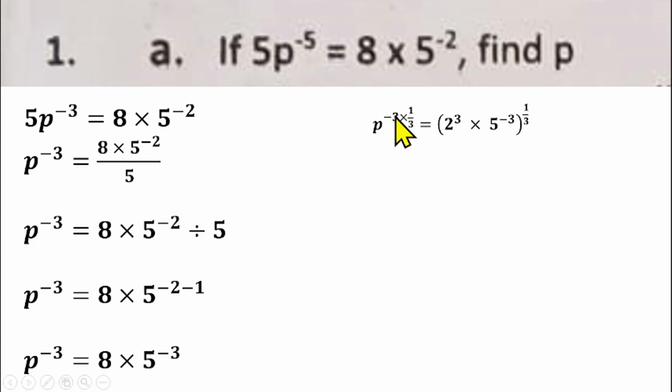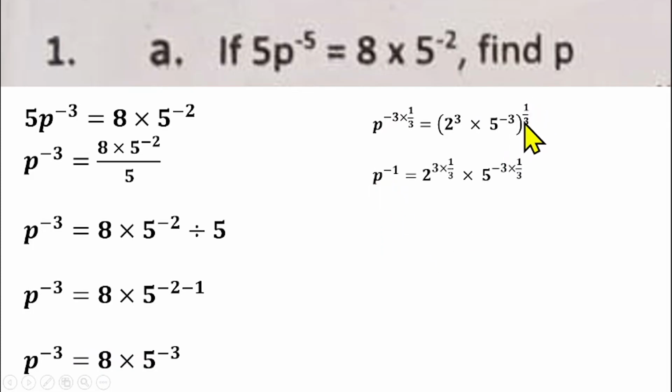If you multiply this one by 1 over 3, then the open bracket for the right hand side here, multiply by 1 over 3. But you can see that this is 8, which can be changed to index form, which is 2 raised to power 3 as well. So what can we do? The 3 cancels here, so we are left with p raised to power minus 1.